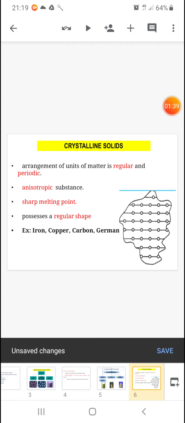Now, in crystalline solids, we have to see the arrangement of the solid. In that, the arrangement of the units of matter is regular and periodic. They are anisotropic substances, with a sharp melting point, and possess a regular shape. Examples: iron, copper, carbon, germanium, etc.